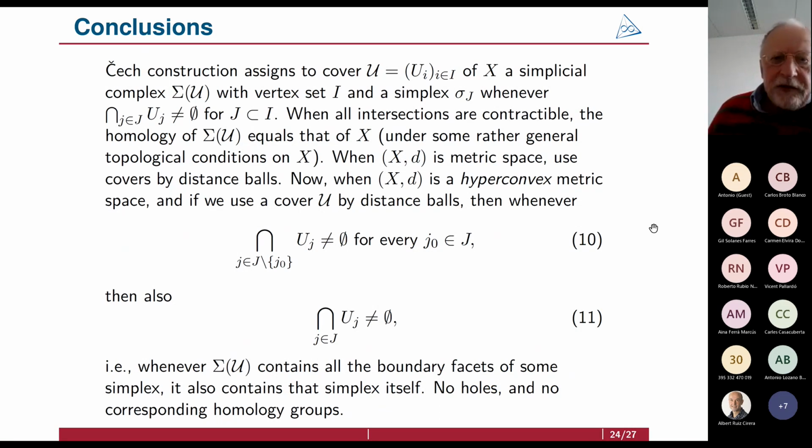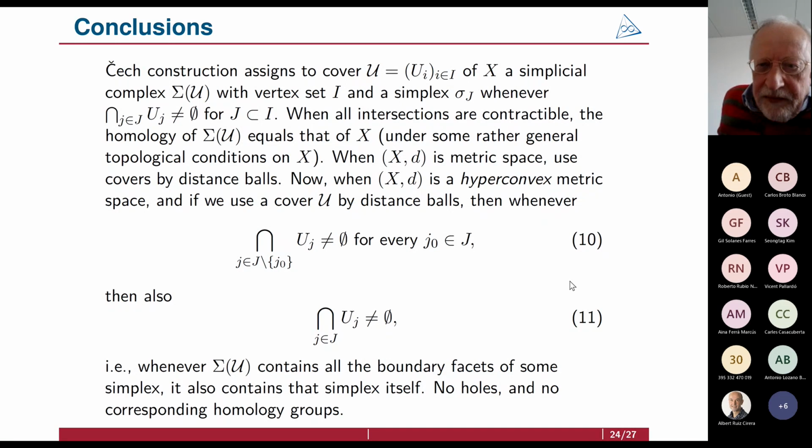So the Čech construction that I've been talking about, more generally, assigns to a cover of a space X a simplicial complex. Its vertex set is the index set of the cover, and it has a simplex sigma j whenever the corresponding sets in the covering have a non-empty intersection. And when all intersections are contractible, that is the usual property that one imposes in topology, the homology of the simplicial complex equals the homology of the space X under some rather mild conditions.